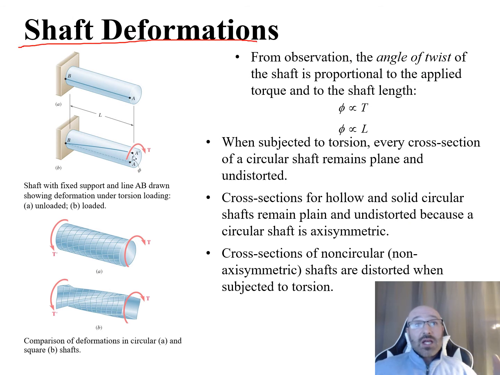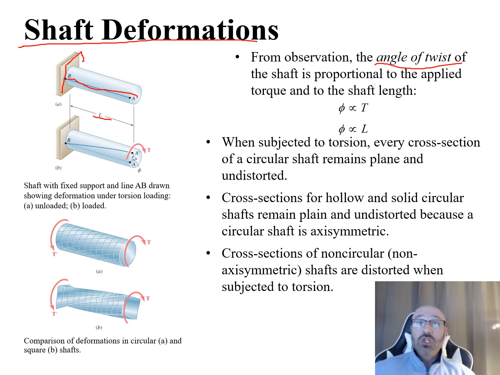Now, we can take a look at our diagram up here on the left, and we can see this shaft is fixed to a wall. We have this fixed geometry as it's fixed off over this side. It has some length going from A to B, and the length is L. Then we're going to apply a torque to this end down here at point A and see how it deforms.